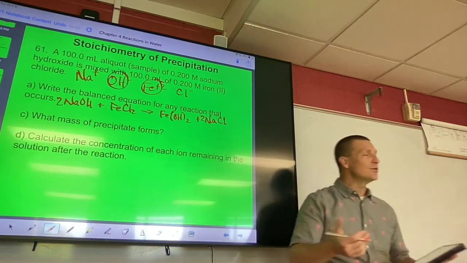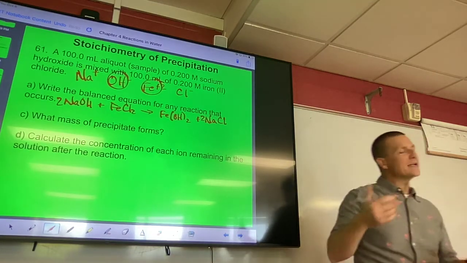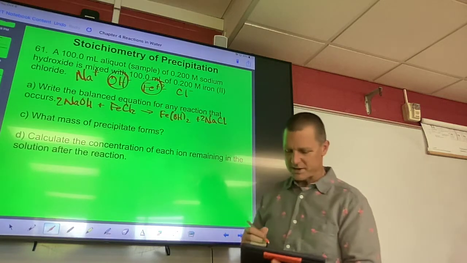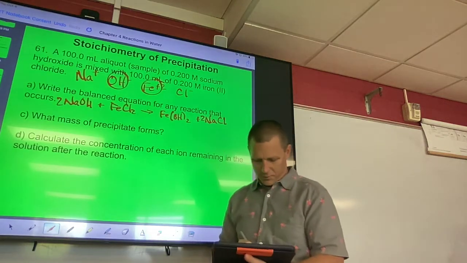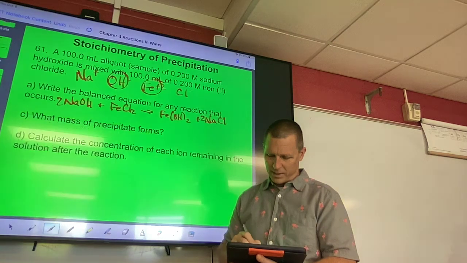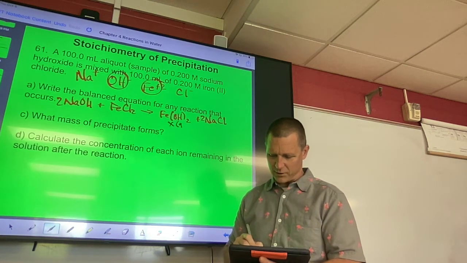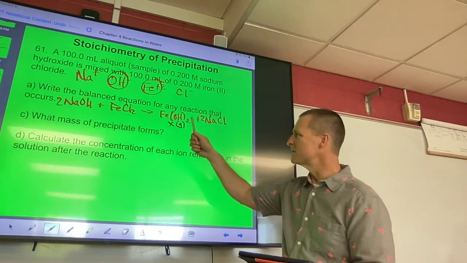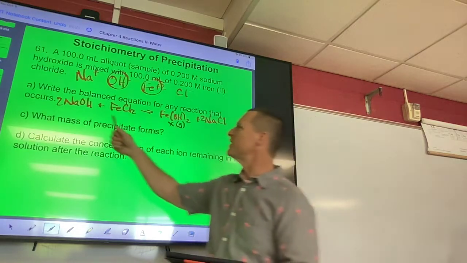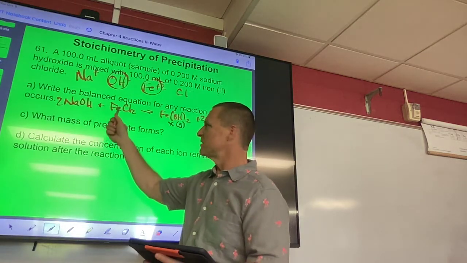And now we get to stoichiometry. What mass of the precipitate forms? Now we know which one is the precipitate. So we can come over here and say, okay, we're going to try to figure out what the mass of that is. You're given the amount of both reactants in this reaction.